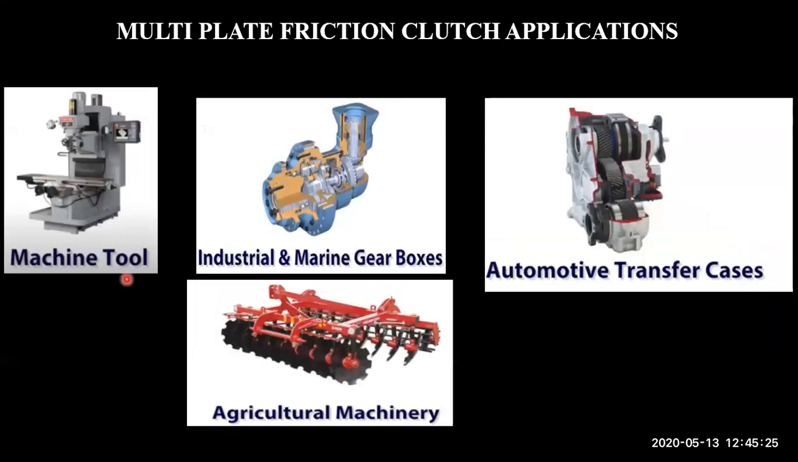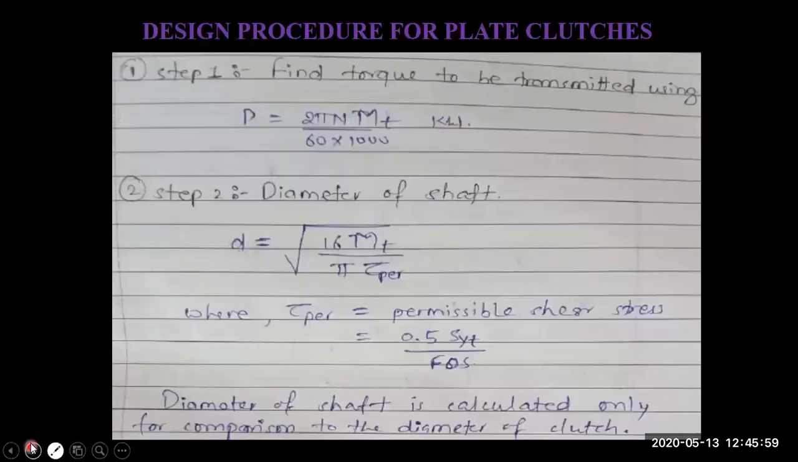The applications of this multi-plate friction clutch: you can use it in heavy duty machine tools like CNC milling and CNC lathe machines, industrial marine gearboxes completely enclosed in water, automotive transfer cases, high speed machinery, agricultural machinery, big machinery like harvesters, combines, even tractors, where torque is very much required to till the soil, right? Okay, so that's it for the application part.